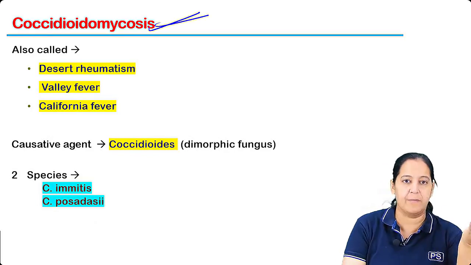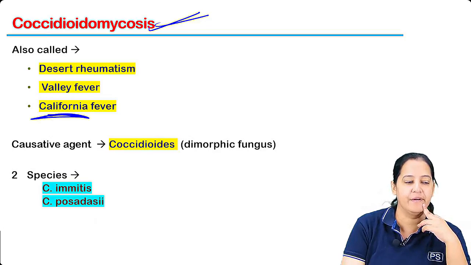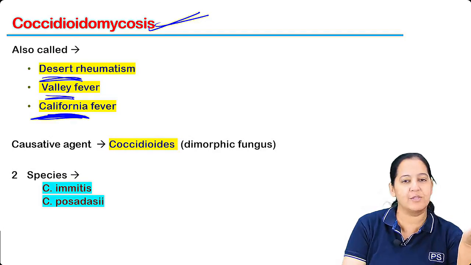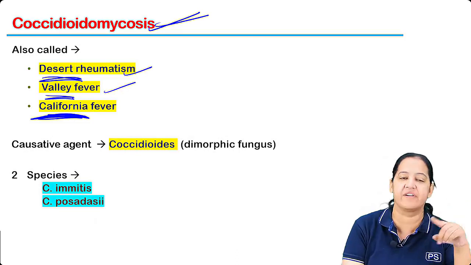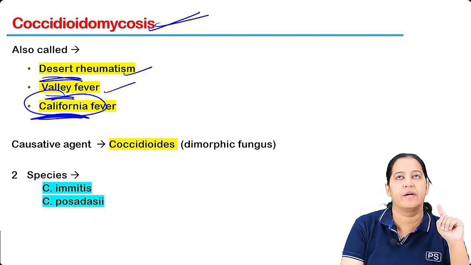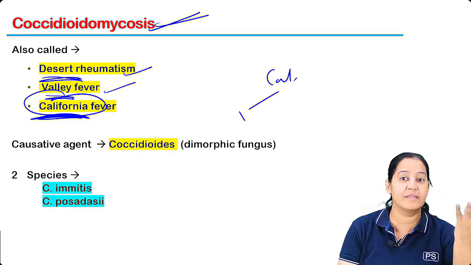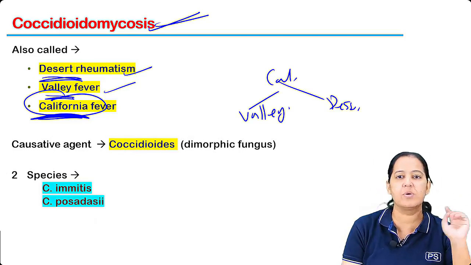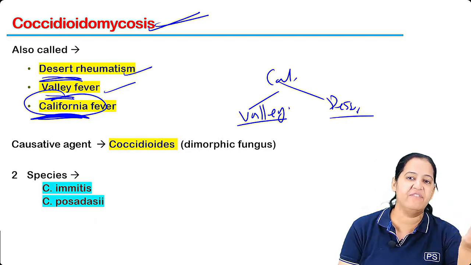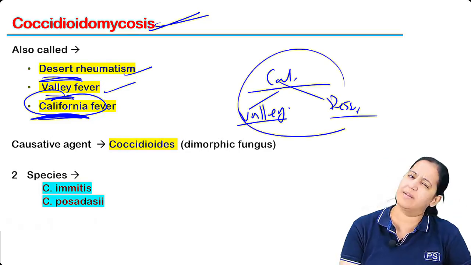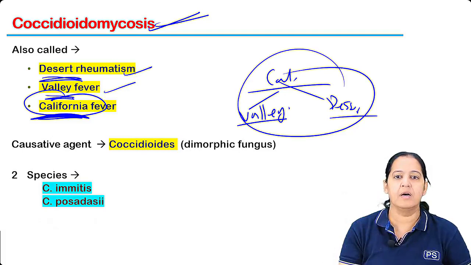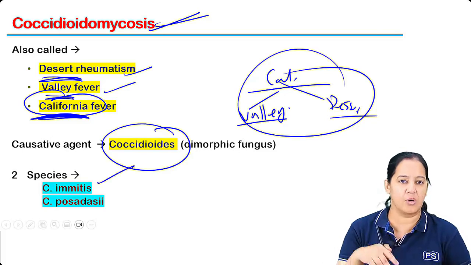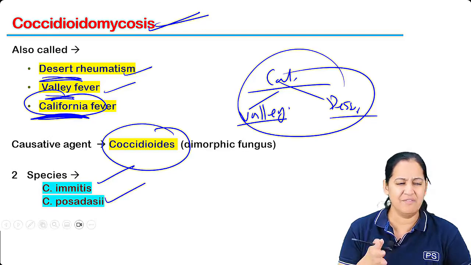Coccidio, learn the other name. It occurs in California. In California, there are many valleys, there are many deserts. That's why desert rheumatism, valley fever, one and the same thing. California is a city of valleys, and it has many deserts also. So valley fever, desert rheumatism, California fever, one and the same thing. Learn the other names. The causative agent is Coccidioides immitis, Coccidioides posadasii. They will not ask the causative agent.